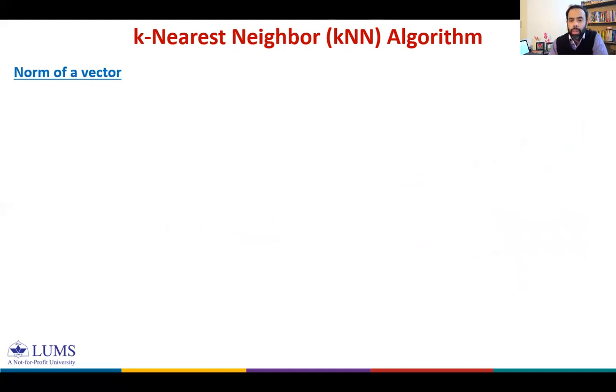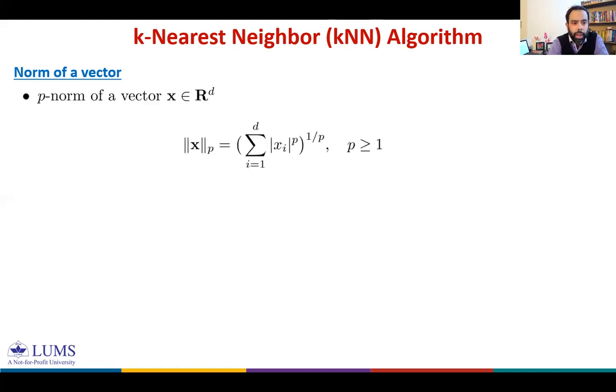Okay, so we define the norm of a vector. Say you take a vector x, which is in the d-dimensional real space, and you take the p norm of the vector. We define the p norm with this definition. How do you interpret this? You take the value along each dimension, take the absolute value of that, raise it to the power p, sum all these values along the dimensions, and then you take the pth root.